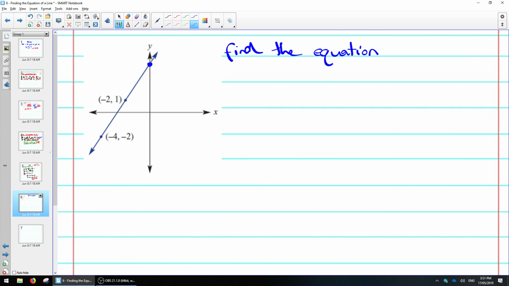We in fact have 2 points on this line. So let's use those 2 points as well, and then that will be sufficient. So first of all, let's find the gradient.